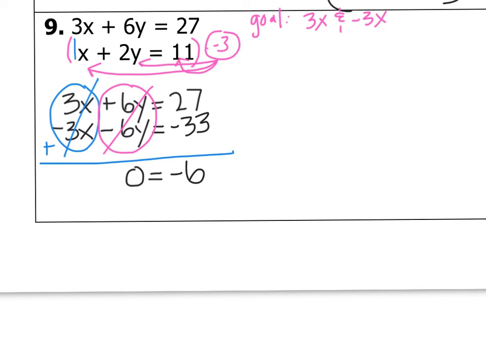Now, there's a couple different possibilities for answers that do not have any more x's or y's left. In this case, I have to look carefully at my numbers. Is it true that 0 is equal to negative 6? Nope, it's not true. Therefore, my final answer would be no solution.